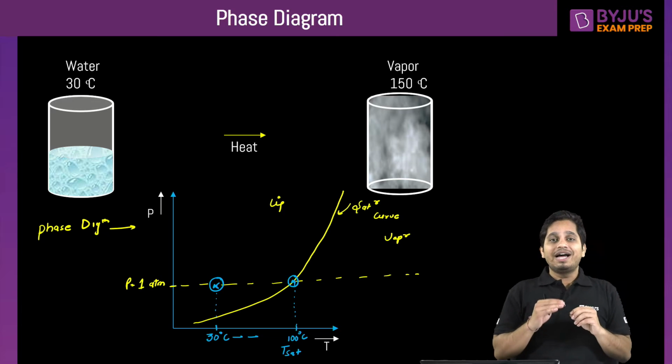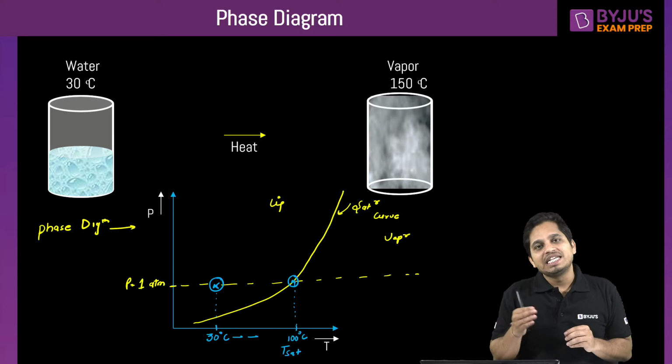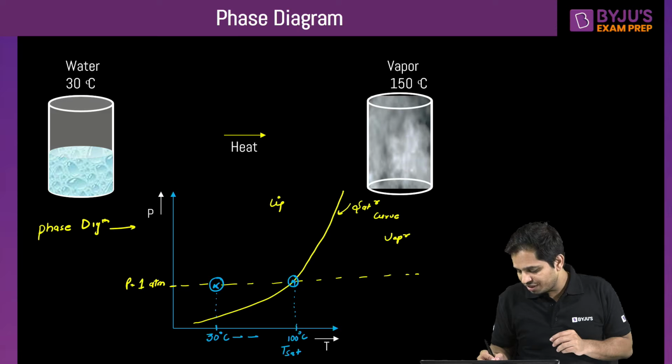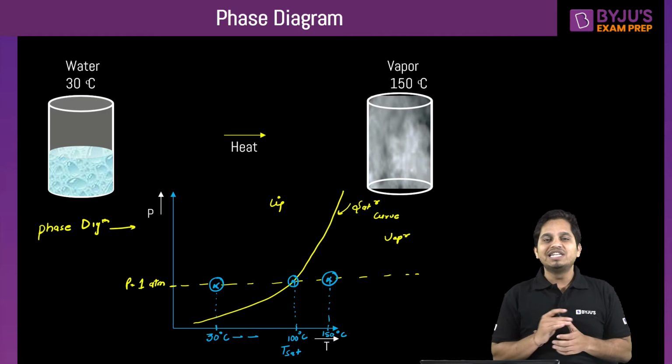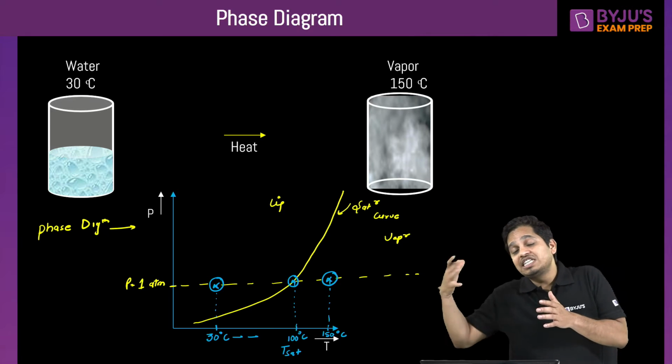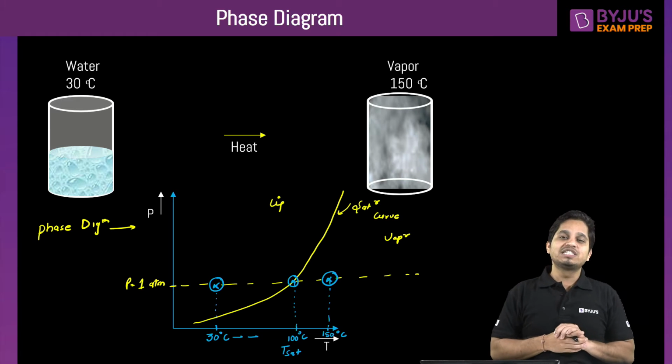Now, I am still giving it heat. So, its temperature will further increase to 150 degrees Celsius, okay? So, now when I extend this, I will reach this point. Now this is the right side of the curve. That means it is vapor.